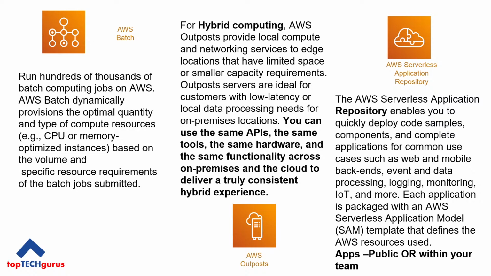The next one is AWS Serverless Application Repository. This is a repository, just like GitHub, that stores a lot of application samples. Say for instance you want to build a logging mechanism, or you want to do some event and data processing. What you can do is go into the repository. There are a lot of publicly available applications, and you can go and choose the application.